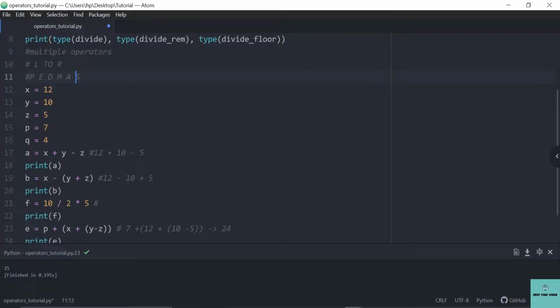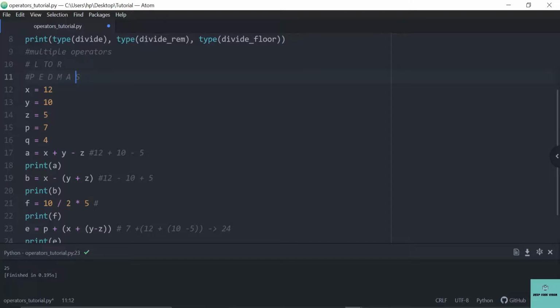Again, subtraction and addition, if they are used together in the same expression, addition has precedence over subtraction. So that's how this works. So left to right and PEDMAS.